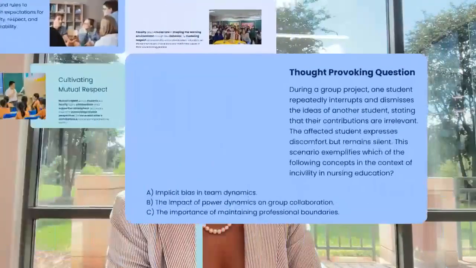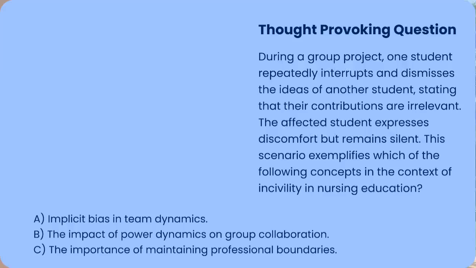All right, so let's go ahead and skip over to our thought-provoking question. So here we go. During a group project, one student repeatedly interrupts and dismisses the ideas of another student, stating that their contributions are irrelevant. The affected student expresses discomfort but remains silent. This scenario exemplifies which of the following concepts in the context of incivility in nursing education? A, implicit bias in team dynamics, B, the impact of power dynamics on group collaboration, or C, the importance of maintaining professional boundaries.